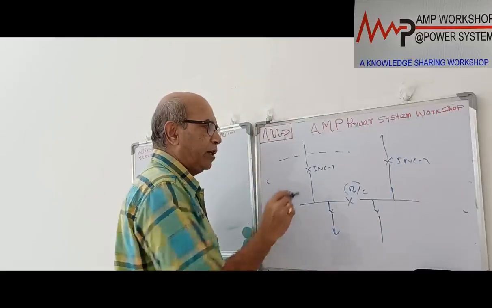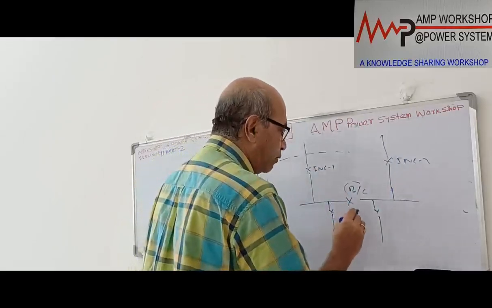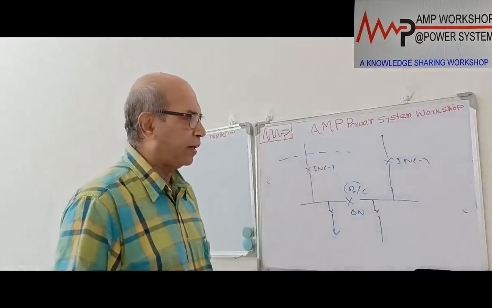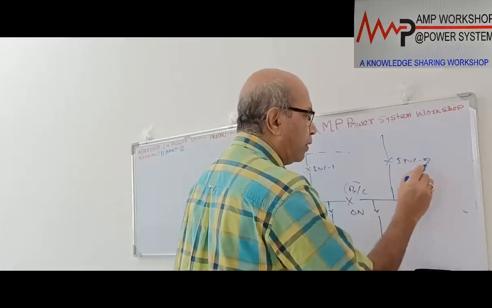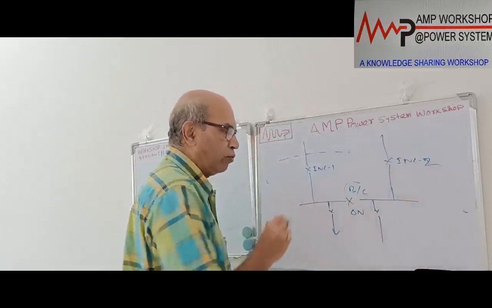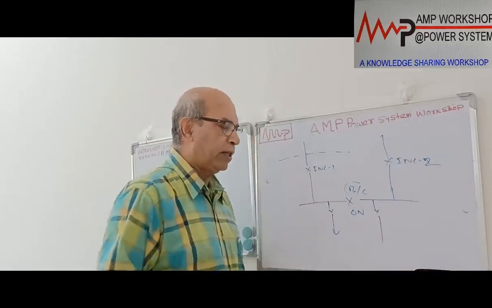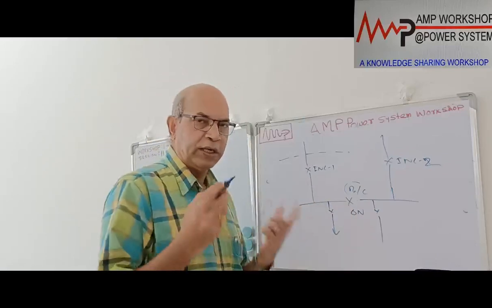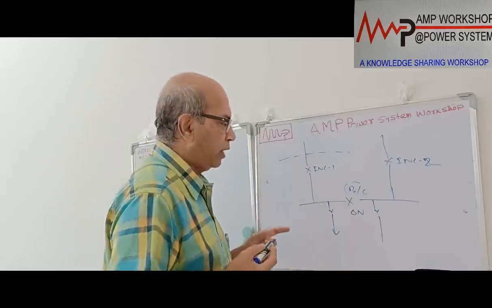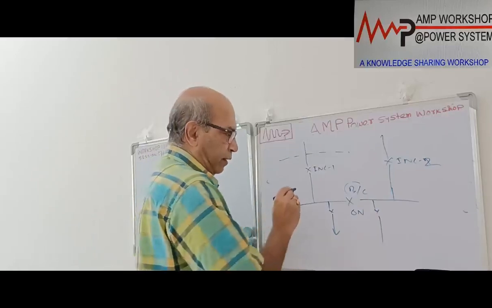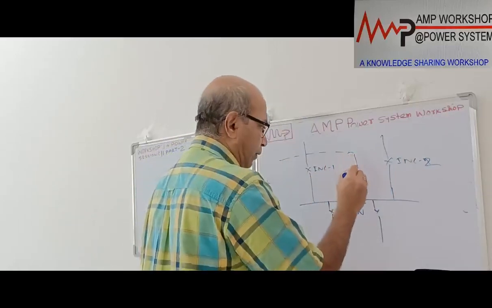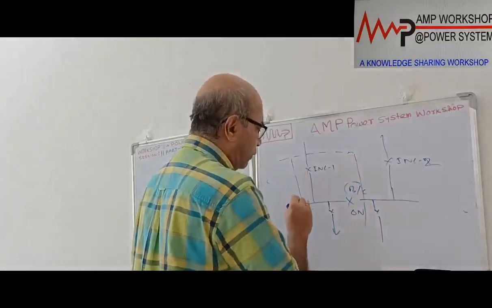We are now considering both incomers and the bus coupler as 1. That is the way this system is operating. The operation is in parallel. Both incomer 1 and incomer 2 are running in parallel with the bus coupler closed. In that case, the bus coupler is common for both incomers. So when we are selecting the zone, we have to select it in such a way that the bus coupler is included in both zones. So one of the zones will be like this. This is one of the zones.